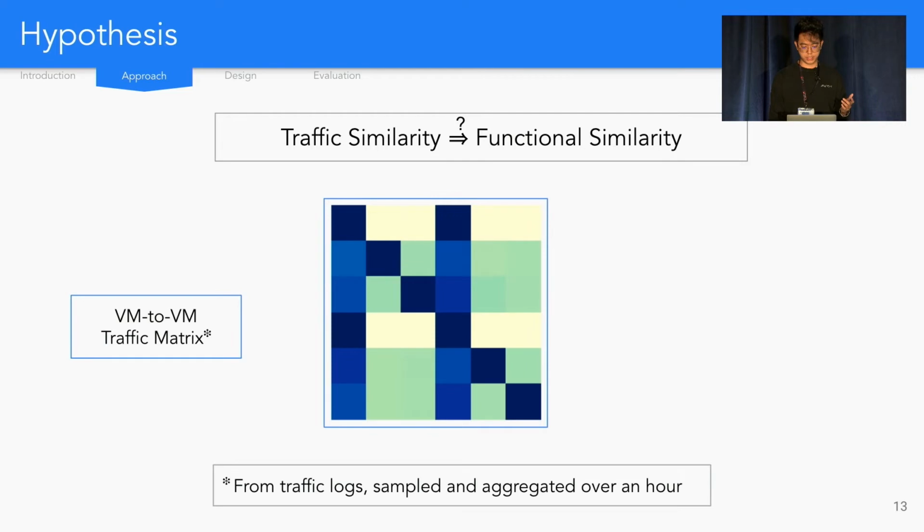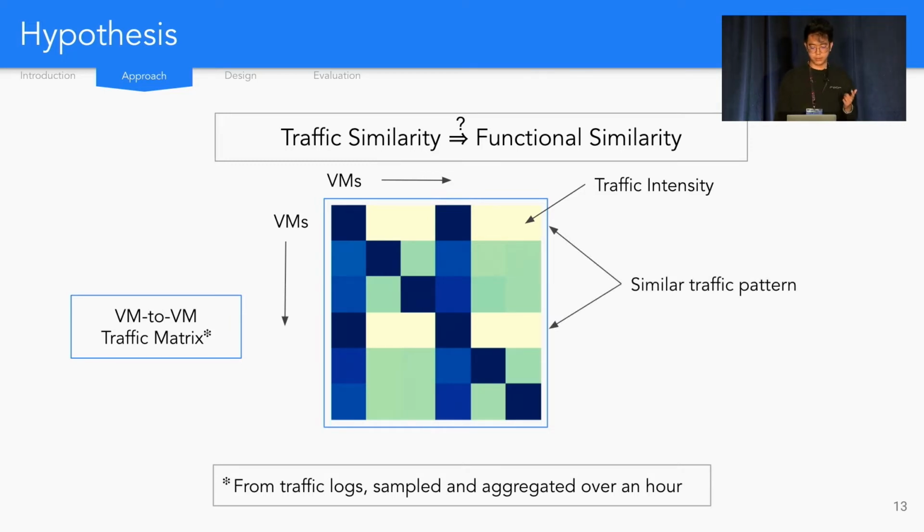To provide some intuition, let's consider a simple VM-to-VM traffic matrix that can be extracted from the traffic logs. Each row represents a VM sending out traffic, and each column represents the destination of the traffic. Each entry in the matrix represents the amount of traffic between the source and the destination VM. In this figure, entries with darker colors indicate less traffic, and brighter colors indicate more traffic. Just looking at the traffic matrix, we can see that some rows have similar traffic patterns. These two VMs are sending little traffic to two VMs and a large amount of traffic to other VMs.